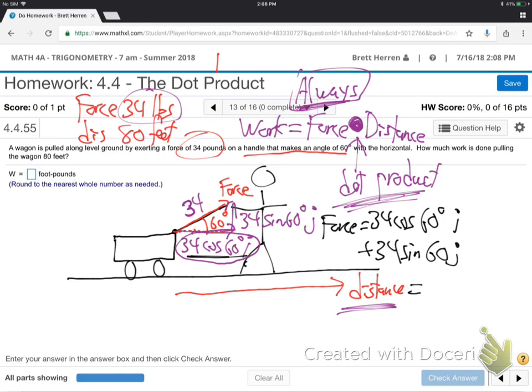What's the distance vector? The distance is 80 feet. 80 feet what? i, j, some combination thereof? 80i. Pure i. Look at the distance. Is it going up at all? No, it's pure to the right, isn't it? That wagon is moving purely to the right. So when they say 80 feet, that's 80i, isn't it? Is that good? So you see how I made the force and the movement, the distance, into vectors. I made the force into i and j, right and up components, and the distance just was a right component, 80i. Right? They said it just moves on level ground, 80i.